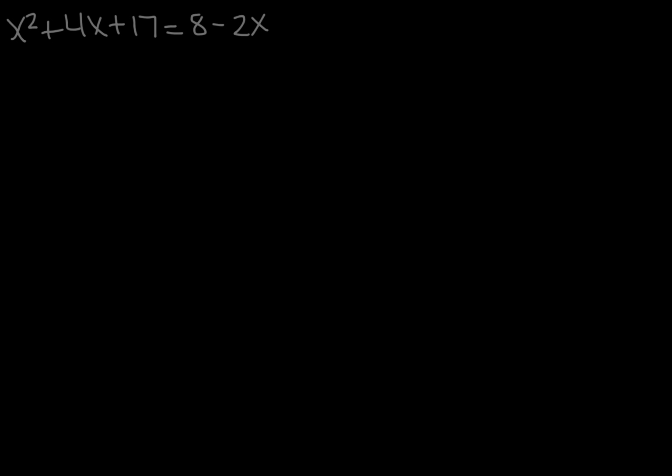Hey guys, so today we're going to be working on a problem that deals with the quadratic formula, and we're going to start with our equation that's not set in standard form. So if you guys can remember, standard form is going to be ax squared plus bx plus c equals 0. So in order to get our equation into standard form, the first thing we want to do is subtract 8 on both sides.